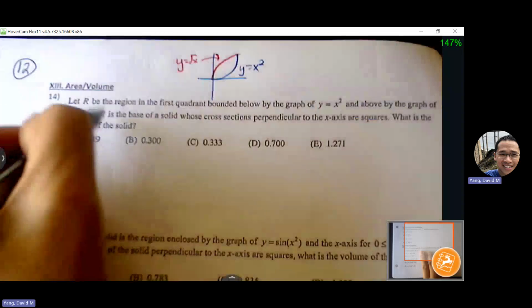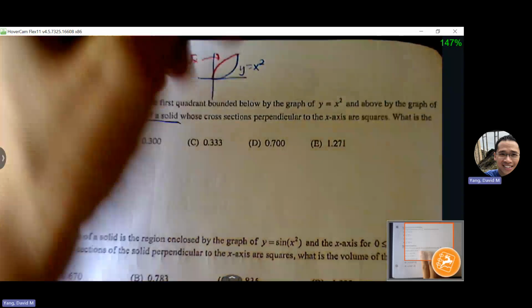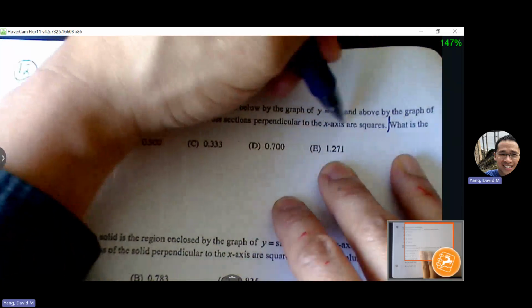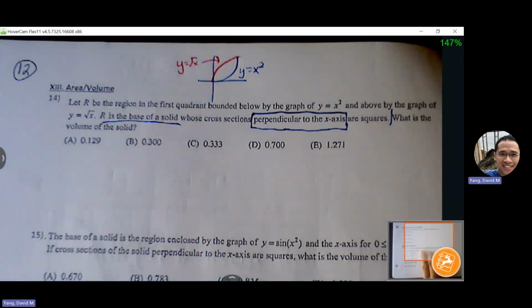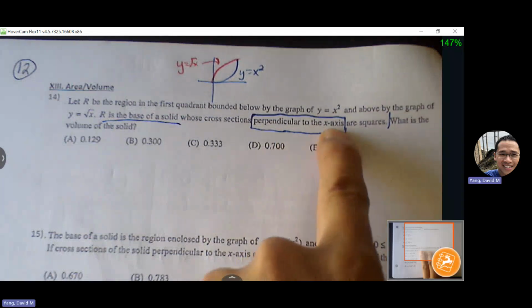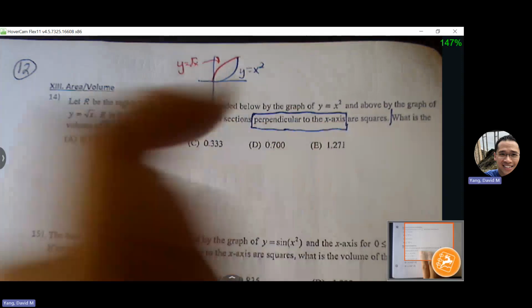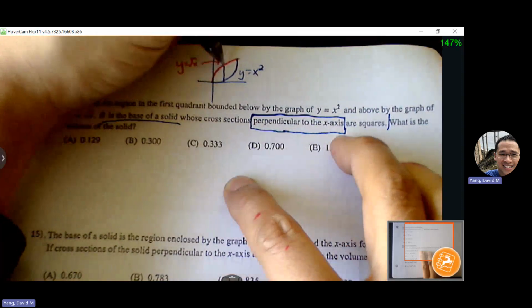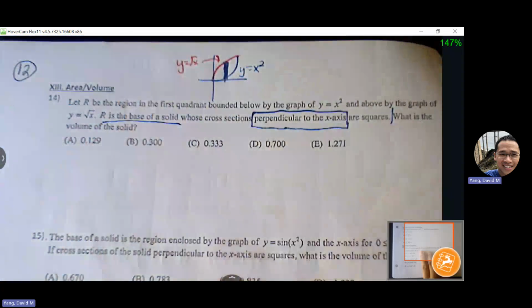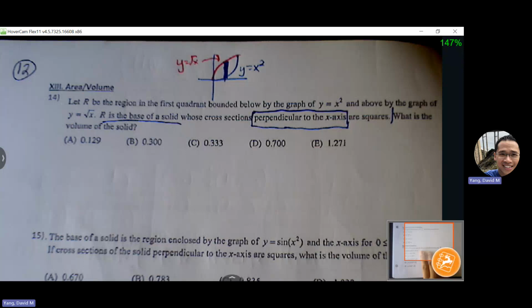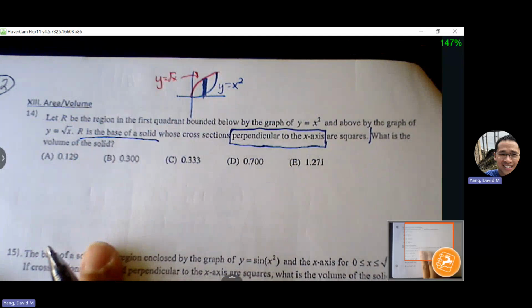R is the base of a solid, so this is a cross-section problem whose cross-sections are perpendicular to the x-axis. First off, we have to decide which direction we need to draw our base length. Is it vertical or is it horizontal? The x-axis is horizontal, right? Perpendicular is going to make it 90 degrees, so vertical. The nice thing about vertical is that you don't have to make any adjustments to your equation. The way that it's presented is fine. There's no need to get them to be x equals.